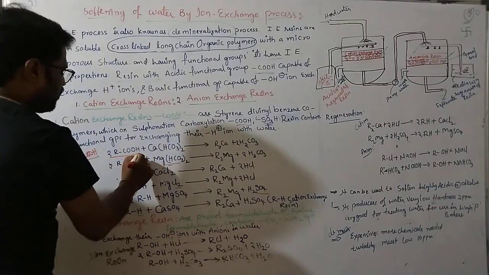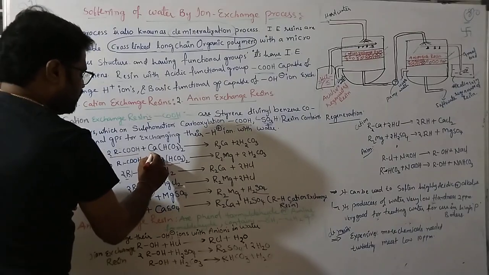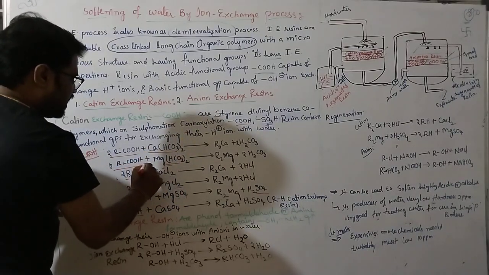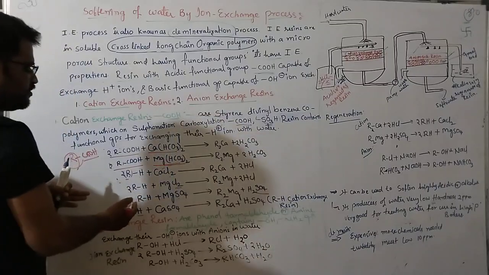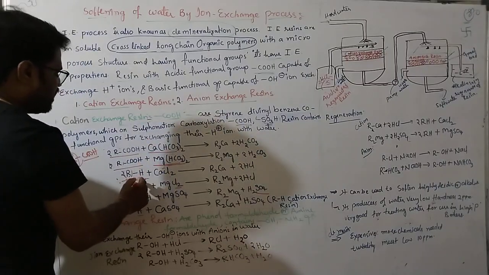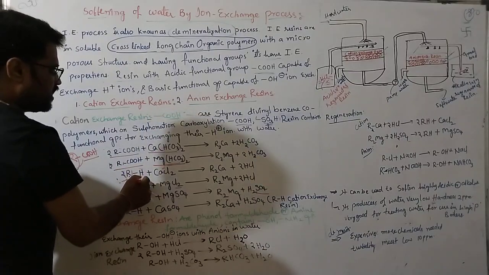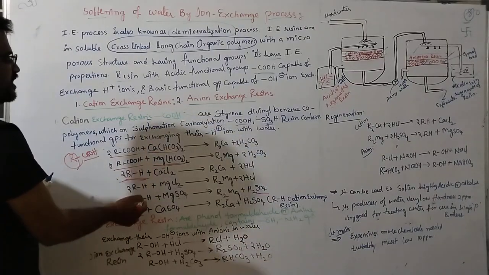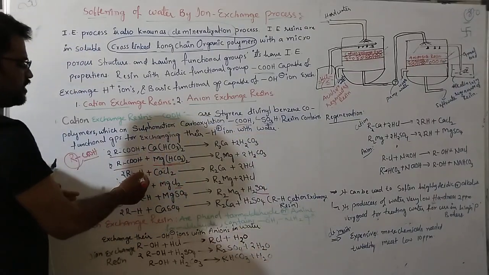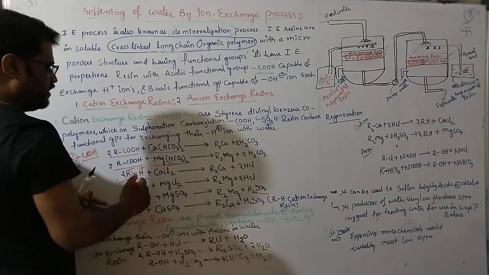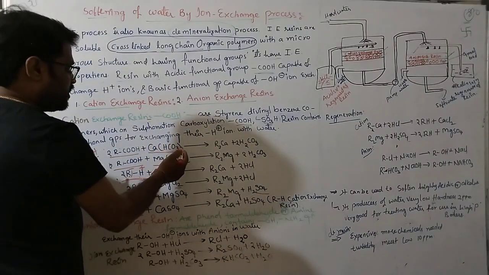The resin carboxylic acid reacts with calcium bicarbonate and magnesium bicarbonate. Sometimes we can write just RH, meaning the resin with hydrogen. It releases only H plus ions, so generally we write R minus H plus. That is for the temporary hardness of water.